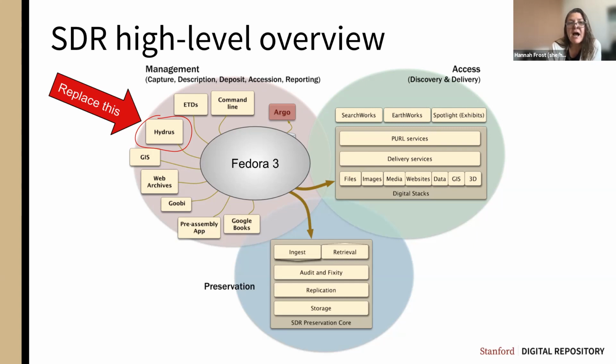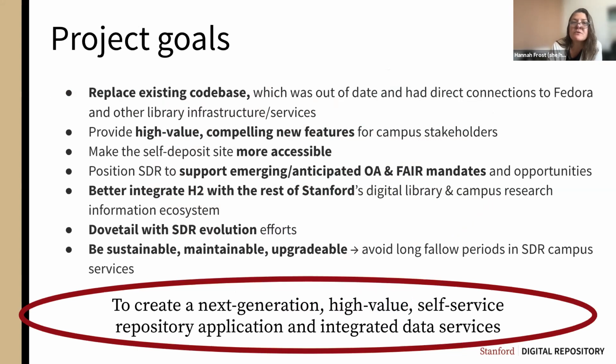The reason that Hyrax wouldn't be a good fit for us is because we have such a complex infrastructure and many other components that deal with the access, discovery, and delivery components of the repository. Okay, so with that, I'm going to turn it over to Amy, who will talk about the project from here. Great, thank you, Hannah.